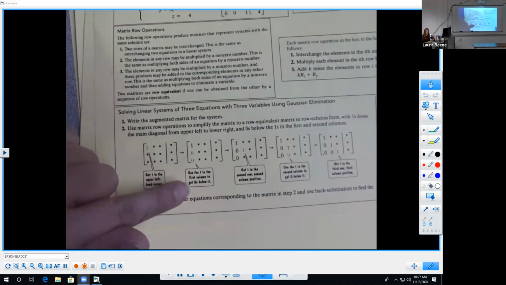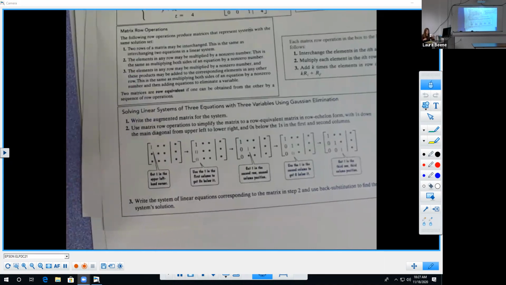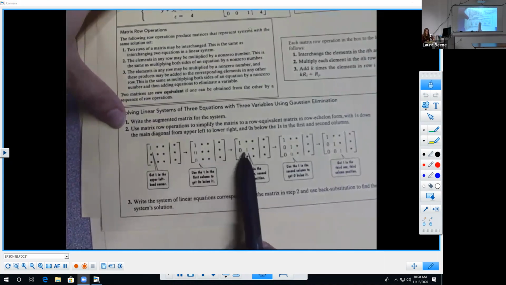If you go in the wrong order, if you try to get the zeros first and then the 1, it messes up your zeros later on. So you want the 1 first and then the zeros, and then it'll stay 1, 0, 0. After you get that first column done as 1, 0, 0, you move on to the next one.